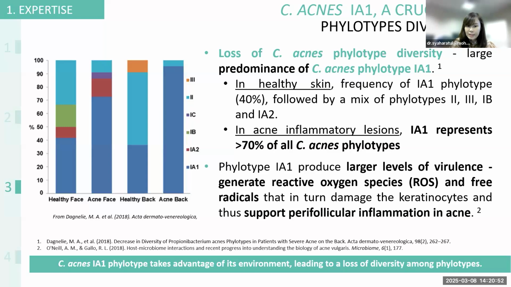But things are a little bit different in acne inflammatory lesions, where instead of 40%, the 1A1 phylotype of the Cutibacterium acnes was found to represent about 70% of all the C. acnes phylotypes. Now, why are we so concerned about the phylotypes of C. acnes? It is because this particular phylotype, the phylotype 1A1, is known to produce larger levels of virulence. It is able to generate reactive oxygen species and also free radicals that in turn damage the keratinocytes and therefore support perifollicular inflammation in acne. So that is why we are concerned about C. acnes nowadays.